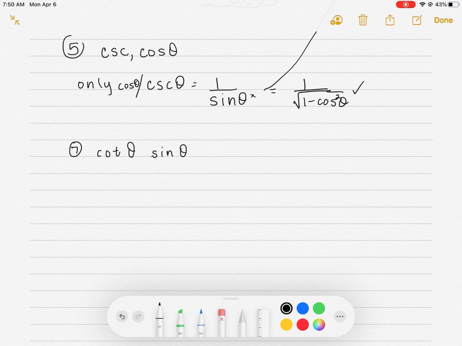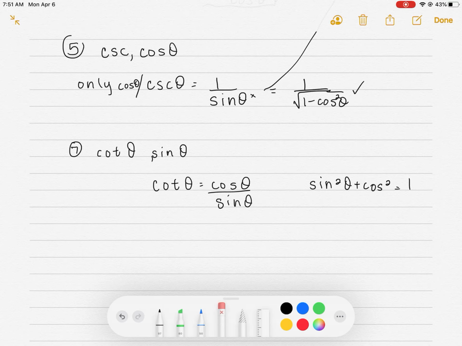First thing I do is write cotangent in terms of sine and cosine. So the cotangent is the cosine of theta divided by the sine of theta. Similarly to what we did before, we have the sine squared of theta plus the cosine squared of theta equal to 1. I want everything in terms of sine, so I'm going to solve for sine here.